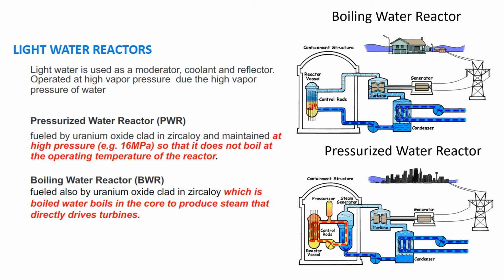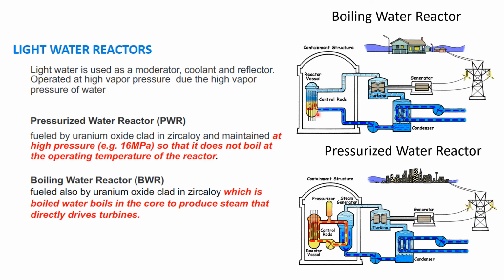Your steam supply system is usually used by your LWR, or light water reactors. Your light water is used as a moderator, coolant, and reflector. It is operated at high pressure due to the high vapor pressure of water. Basically, you have two common types of reactors: the pressurized water reactor, or PWR, and the boiling water reactor. As you can see here, in your boiling water reactor, you do not actually have a steam generator.